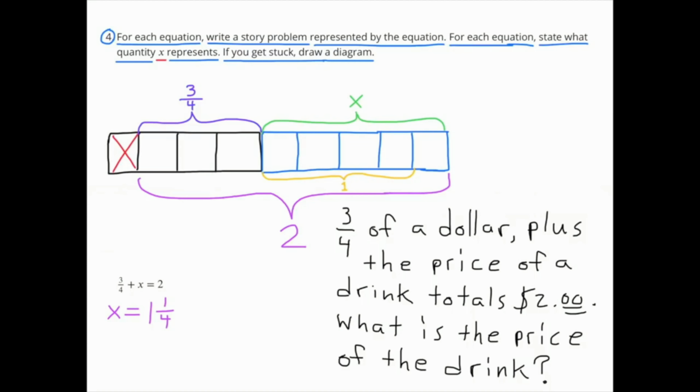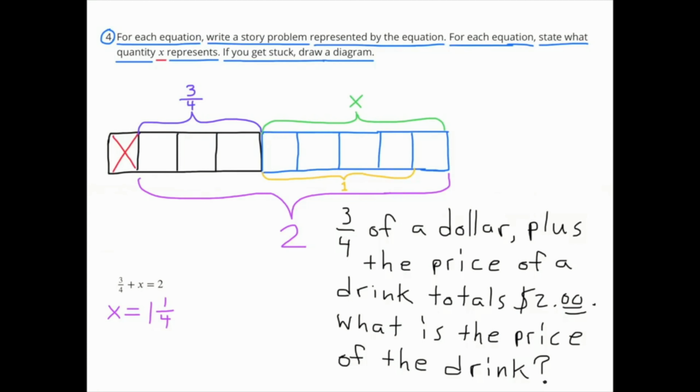Look on the left-hand side of the diagram. I have 4 boxes in black. The first box is X'd out. The other 3 boxes are identified as being 3/4. In other words, 3/4 of 1 full unit, with 1 full unit being represented as 4 boxes.